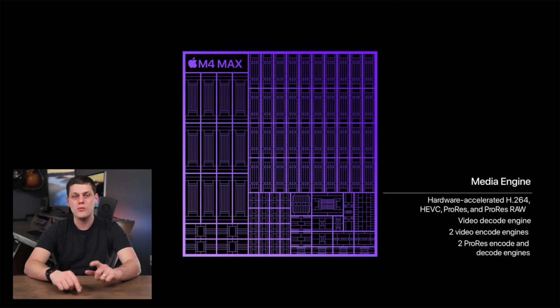But the thing that all the M4 Max chips have that the M4 Pro does not have is it has double the video encode engines. So what this means is if you're exporting videos, it's going to go at double the speed, and it also has double the ProRes engines as well.